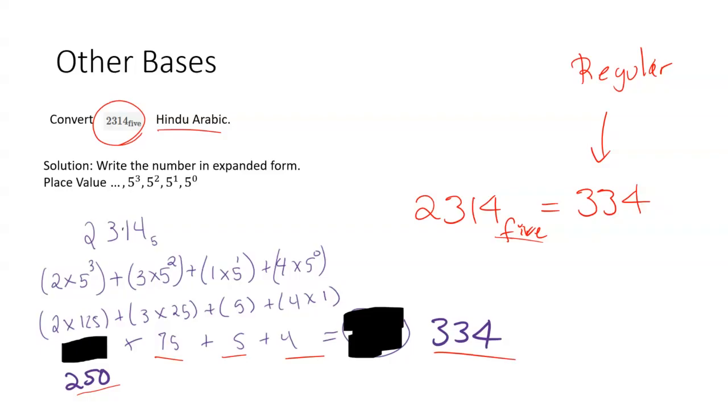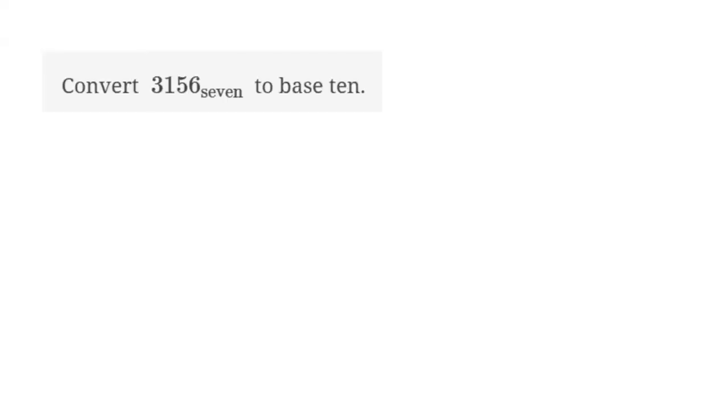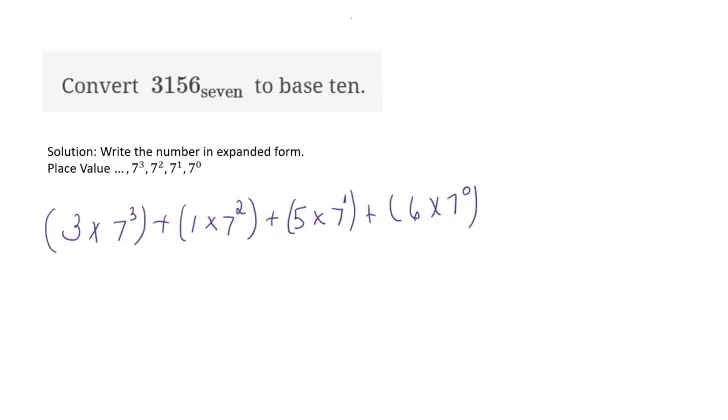Let's do another example. So the next example is convert 3156 base 7. I cannot even read it as 3,156 because that way of reading numbers is actually only when you have it on base 10. If it's on a different base, then it's best just to say 3156 base 7. So I want to know what this is equivalent in regular numbers.